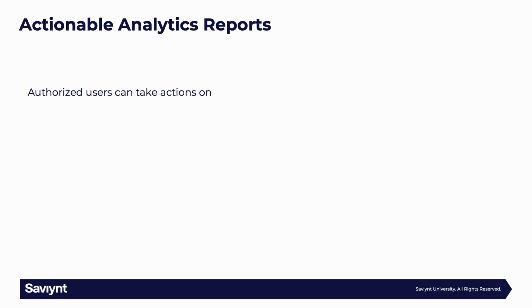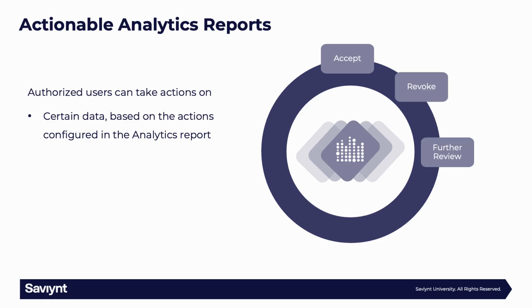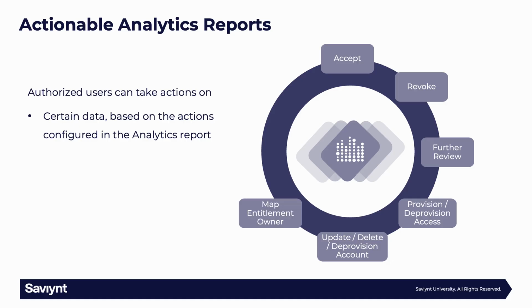For example, if the report lists orphan accounts or accounts that need to be disabled, the user can map, revoke, or disable them immediately. As shown on the right, the types of actions available include accept, revoke, further review, provision or deprovision access, update, delete, or deprovision accounts, map entitlement owners, enable or disable accounts, and map orphan accounts.